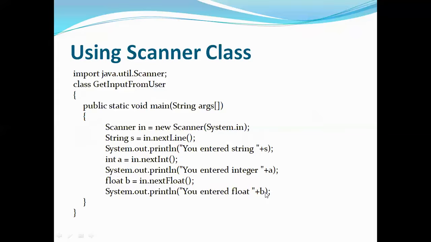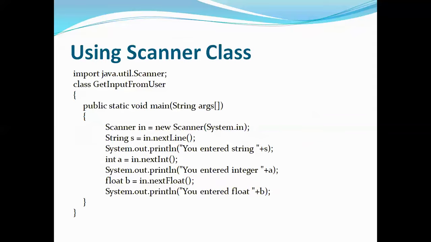So if you observe, for every type of data we have different methods. For string we are taking nextLine, for integer we are taking nextInt, and for float we are taking nextFloat. And all these are taken by the object called in. So that is the scanner's object, and then assigning to some variable. So it's very simple to understand.